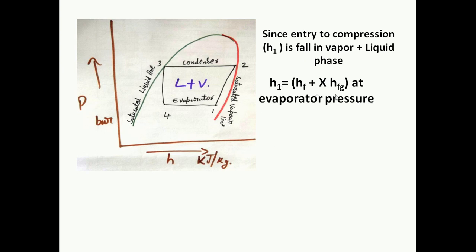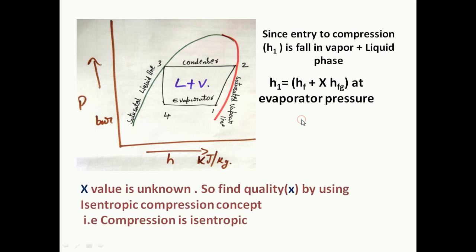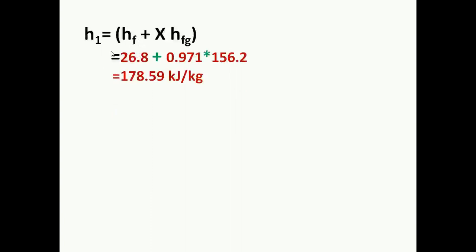You see, this is evaporator pressure. At evaporator pressure, you know all the values. X is unknown. To find the x value by using the isentropic compression, you have already found the value. After finding the value, H1 is equal to this. You can put the values from here, from the table at evaporator temperature. These are the values you put.